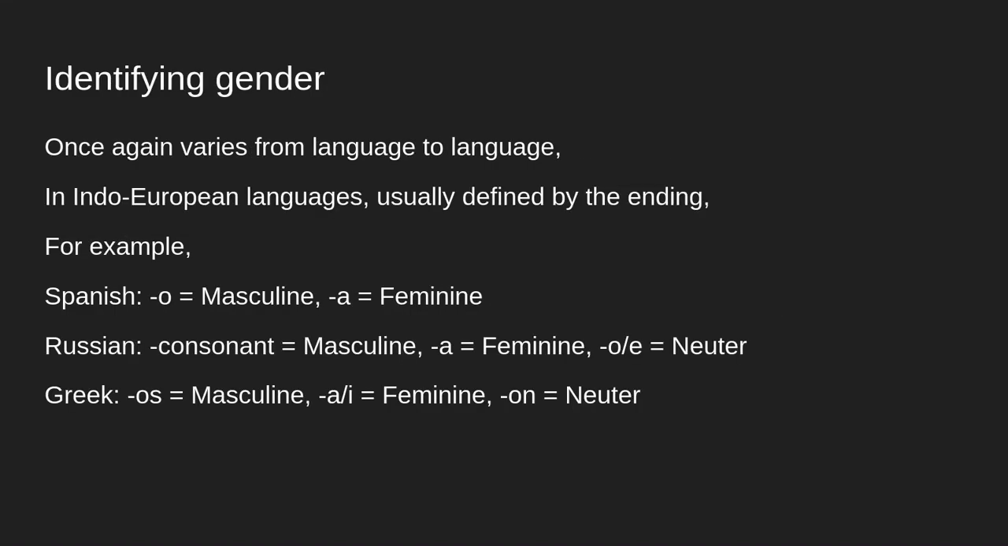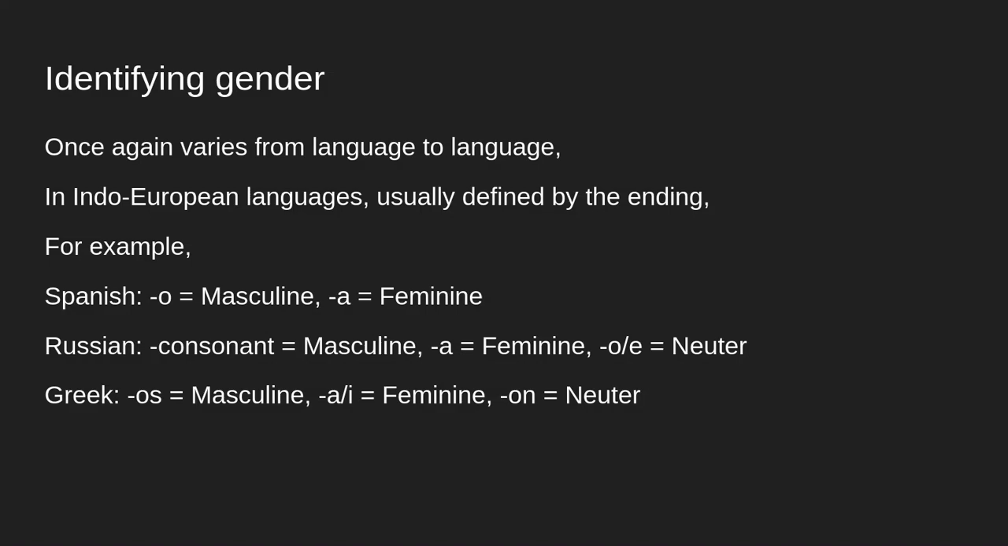So how do you identify gender? Usually in languages that have gender, all the genders are going to be identifiable by what are called morphemes. A morpheme is basically the smallest part of a language that has meaning. So for example, if we look at Spanish, a word that ends in O is going to be masculine, and a word that ends in A is going to be feminine.